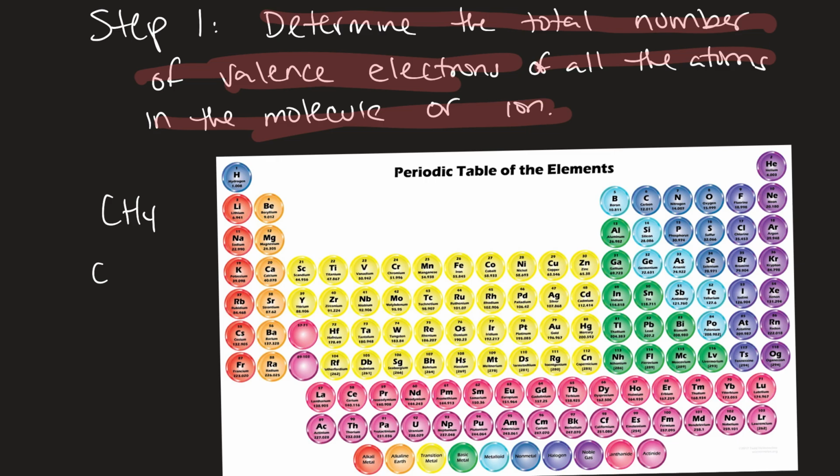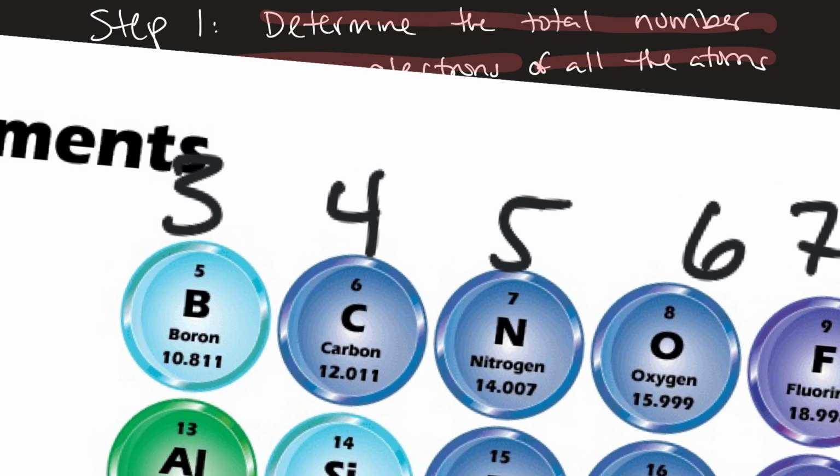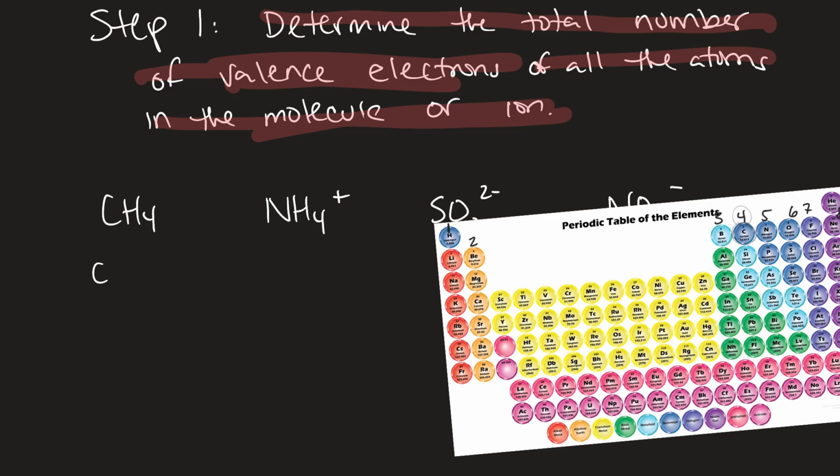Here's our periodic table. Depending on what column or group an element is in, that gives us a good idea of how many valence electrons it has. For example, this group has 1 valence electron, and this group has 2, 3, 4, 5, 6, 7, and 8. If you find carbon, it's right here, and we can clearly see that carbon has 4 valence electrons. So I'm going to write off to the side that carbon has 4 valence electrons.